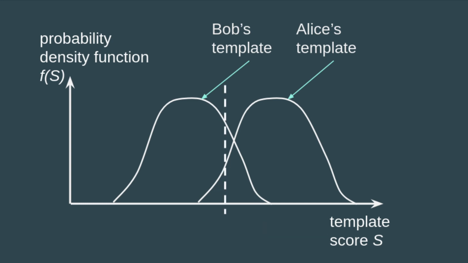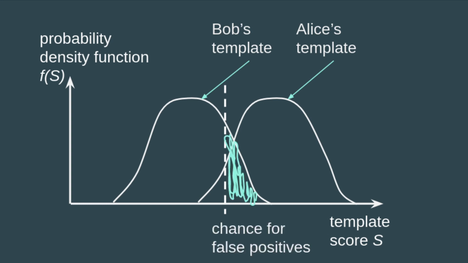So we set a threshold. Only template scores that fall above the threshold are accepted. But there's a trade-off to make here. The shaded in area shows the probability that Bob can successfully authenticate as Alice. This is the probability that Bob's template score will fall in the range above the threshold that is set for accepting Alice's template score. This is the chance for false positives to occur.